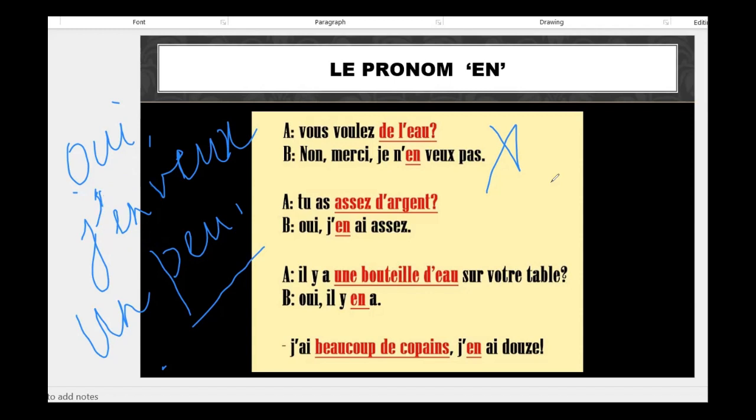And now you have to say, oui, I want one glass of it. What is glass? Verre. So you say, oui, j'en veux un verre. You won't repeat un verre d'eau, since en is already taking that place. So you say, oui, j'en veux un verre. I want one glass of it. Done, you don't use the other. So this is how you use it.